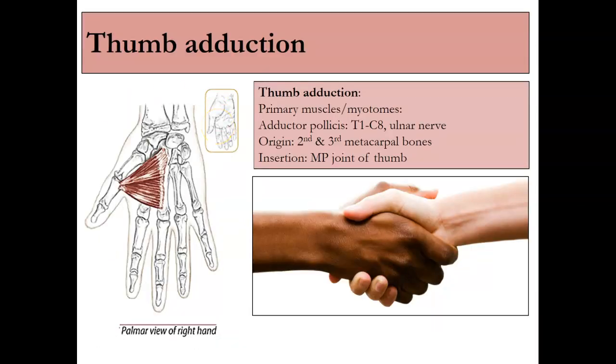Thumb adduction. So they're coming back down. So if you think of the hitchhiker, you're just coming back down to the side of your hand. They're kind of adducting their thumbs as they shake their hands. Adductor, ADD, pollicis is the big one for that.